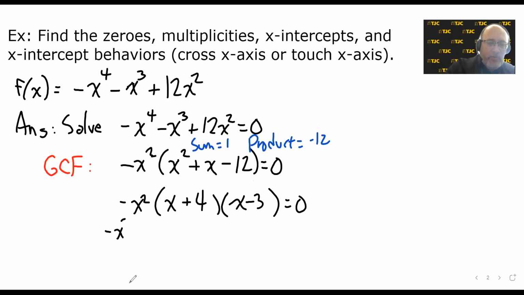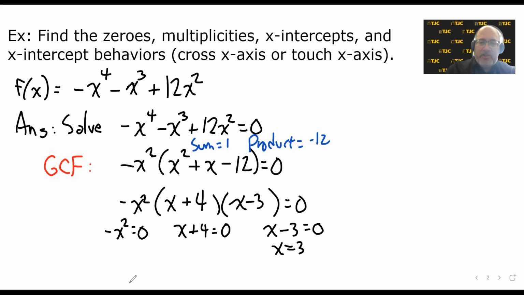Negative x squared is equal to 0. X plus 4 is equal to 0. X minus 3 is equal to 0. If we take them from left to right, x minus 3 is easy to solve. We just add 3 to both sides and get x equals 3. X plus 4 equals 0 is easy to solve. We just subtract 4 from both sides, get x equals -4.